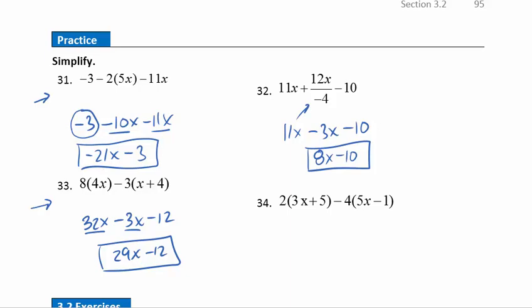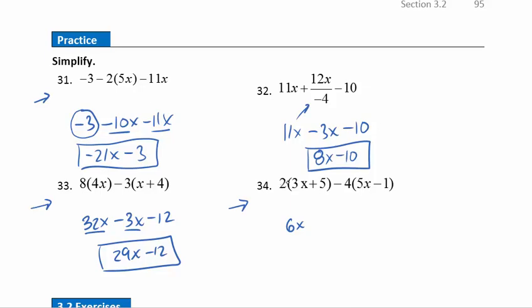Question 34. Two things to distribute here. First, I'll distribute the 2 here. 2 times 3x will give me 6x. Then 2 times 5 will give me a positive or plus 10. Now I'm going to distribute this negative 4. So negative 4 times positive 5x will be negative 20x. Negative 4 times negative 1 would give me a positive or plus 4.